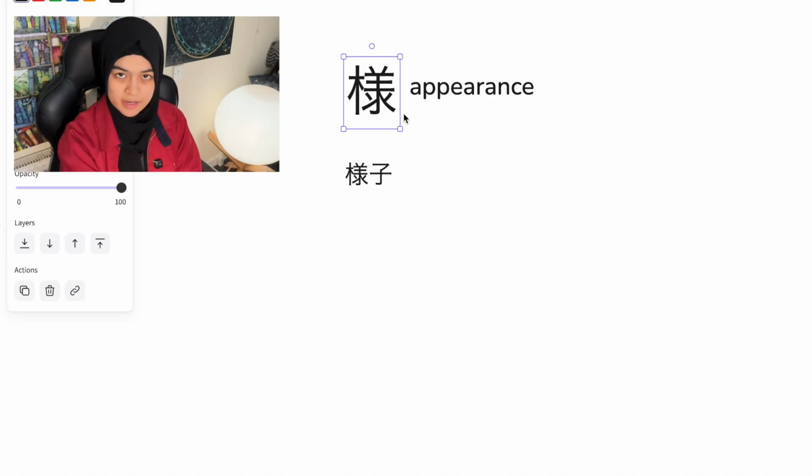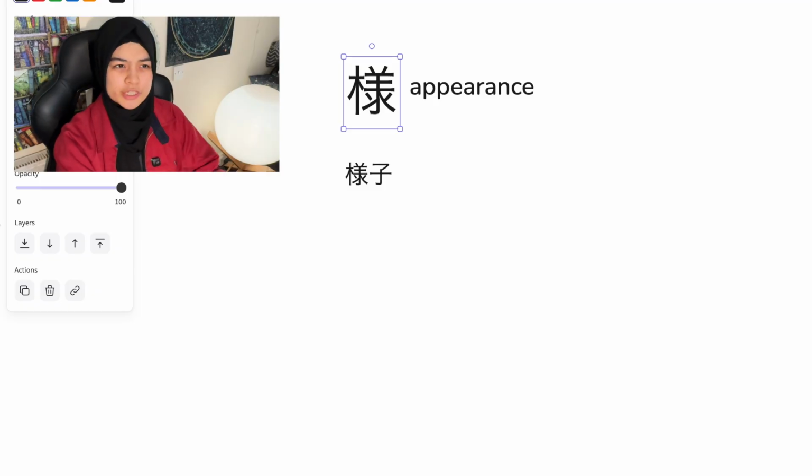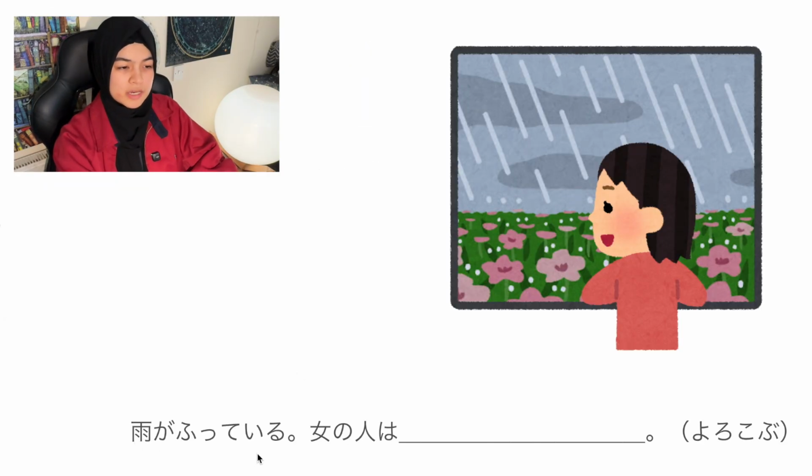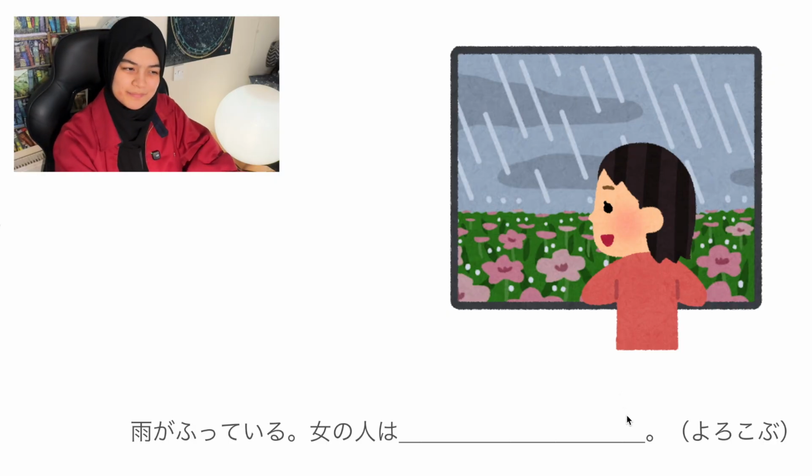It's always in hiragana. Now let's try a few questions. Okay, 雨が降っている。女の人は something, something, something. So it's raining, we can see that. We can also see that this lady seems happy. So I want us to use the word yorokobu, which means to become happy, right? So how would you say it seems, or the appearance is that she's happy?